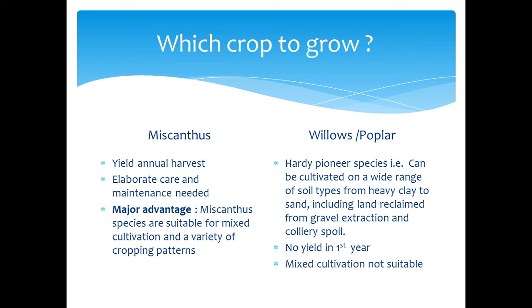Next is willows and poplar. Willows and poplar are hardy pioneer species. That means they can be grown on a variety of soil types, irrigation systems, and can even be grown on reclaimed lands. But a major disadvantage is they don't yield any harvest in the first year of their growth, so that may be economically unviable for the farmer. Also, mixed cultivation is not generally viable in growing willows and poplars.